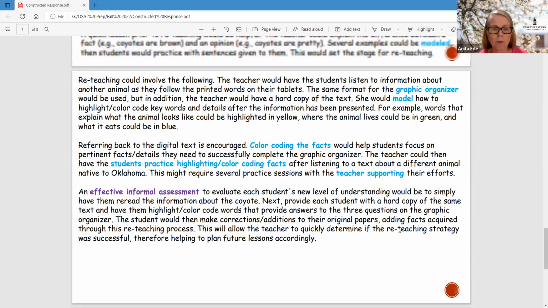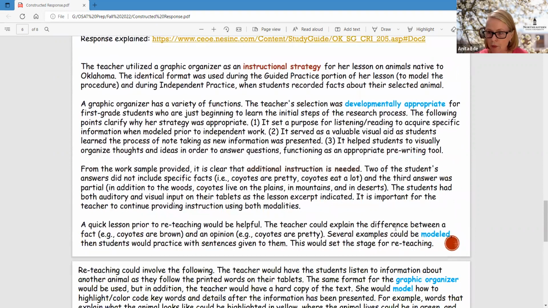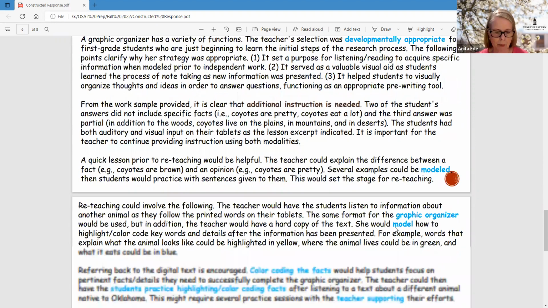Notice that there are multiple paragraphs, lots of detail, and I know some of it seems a little repetitive. That's totally okay. Don't worry about being repetitive. Make sure you've got the specific details and examples.